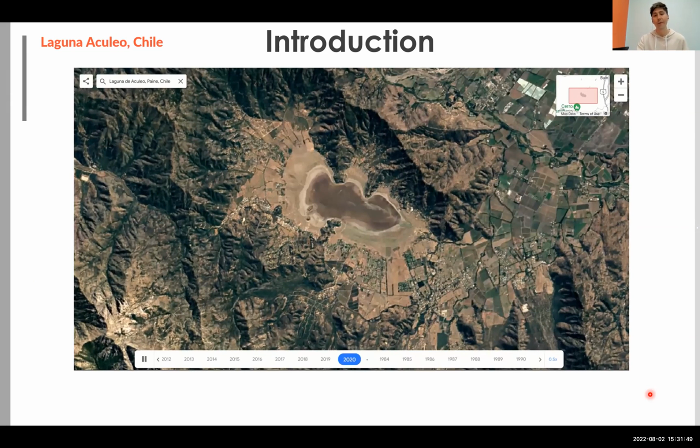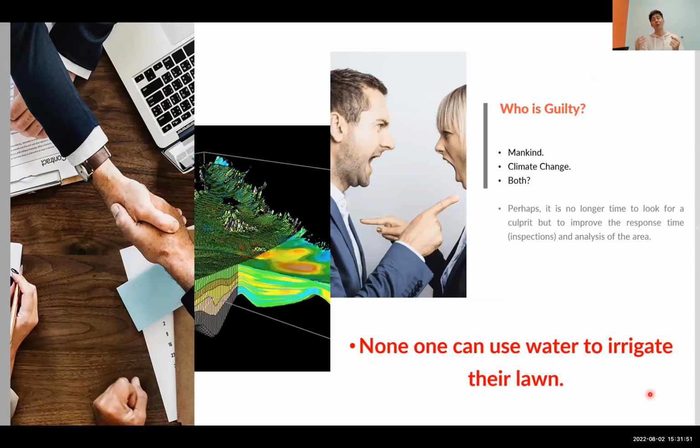So one part of the community believed that it was because of human activity and agriculture, and the other part believed that this was because of climate change, and some people believe that it was the perfect storm when you have these two variables acting at the same time.